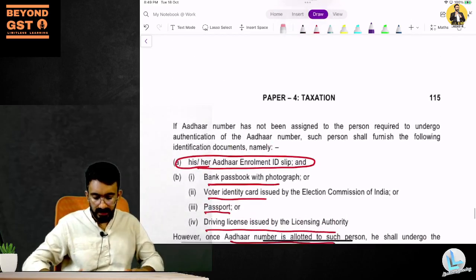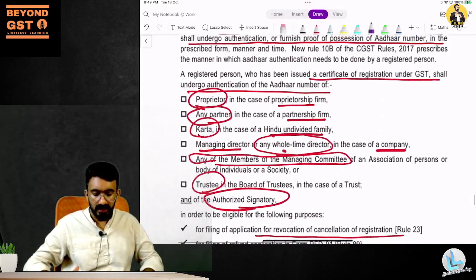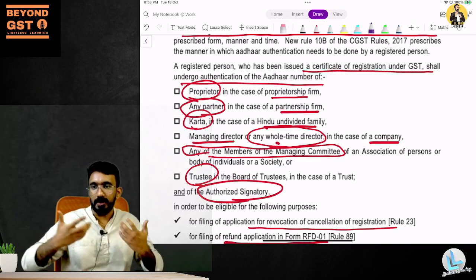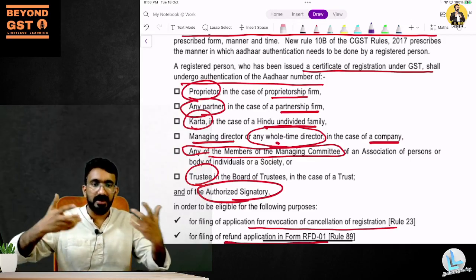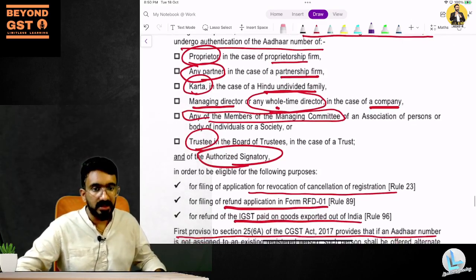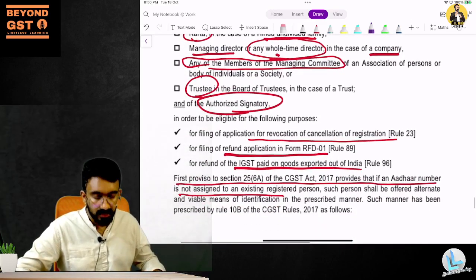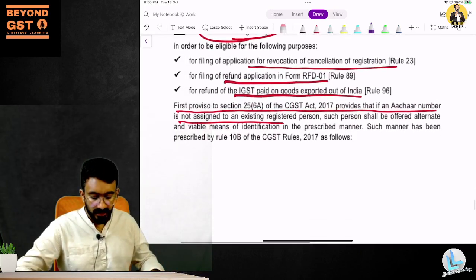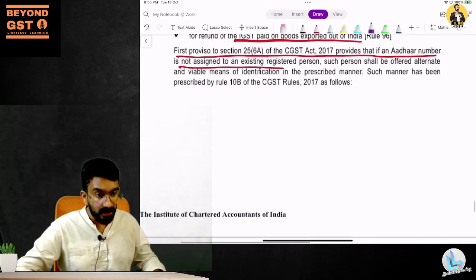And I've given you these are the people who will have to go through Aadhar. If it's a proprietor themselves, or a partner, or a karta, or managing director, or managing committee member, a trustee, or an authorized signatory. If they don't do it, they don't get to apply for refund. They don't get to apply for revocation. They don't get to apply for refund of IGST paid on exports.